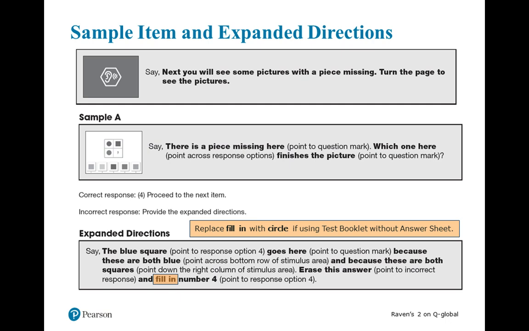And then you read the expanded directions in bold text for the appropriate sample item only to examinees who respond incorrectly. You don't read the expanded directions for subsequent sample items unless they respond incorrectly to a specific sample item.